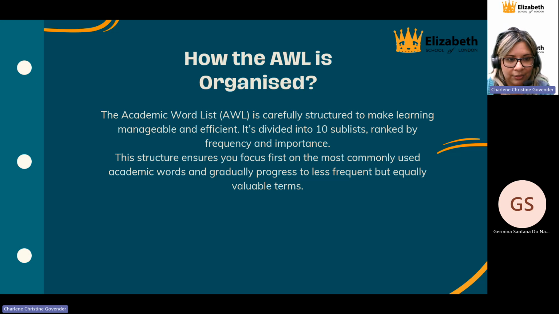Like I briefly alluded to, it's structured into making learning manageable and efficient, and it's divided into 10 sublists ranked by frequency and importance. So sublist 1 is going to have all the most common words, okay? So you can focus on using sublist 1. Sublist 2 is also very common. Sublist 3, a little less common. Sublist 4, a little less common. And then it goes all the way down to sublist 10, which is words that are not that common at all, okay? Or not that common as compared to the words in sublist 1.